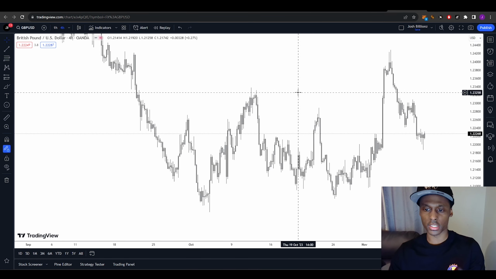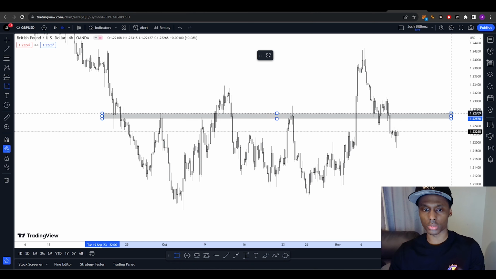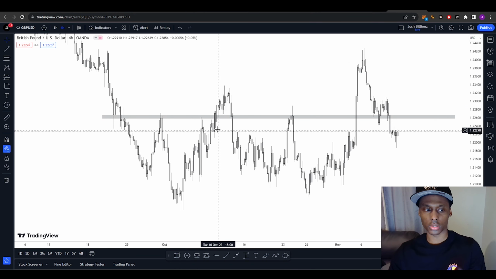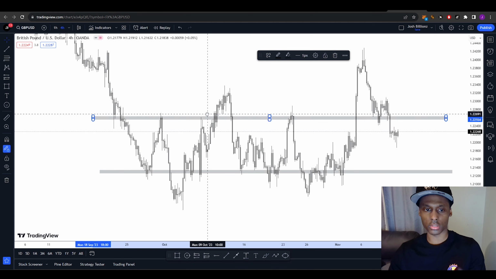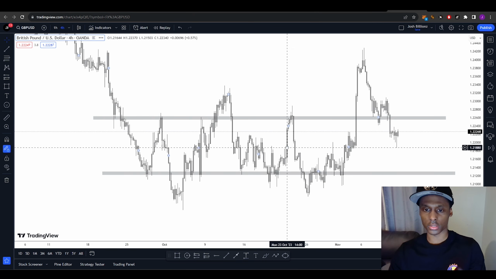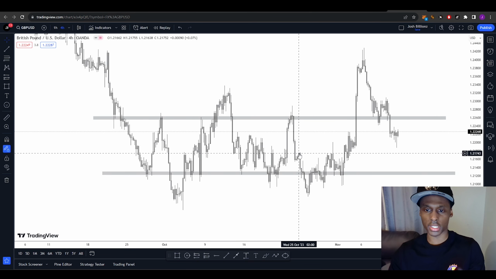Price is looking like this. And then let's just draw my tool back on. We had the highs of the range here. It was looking like that. We had highs of the range there, lows of the range here.